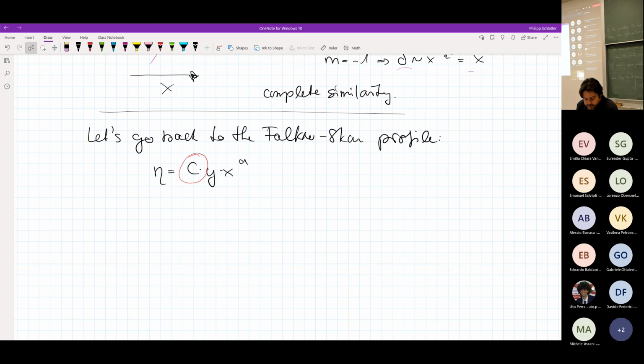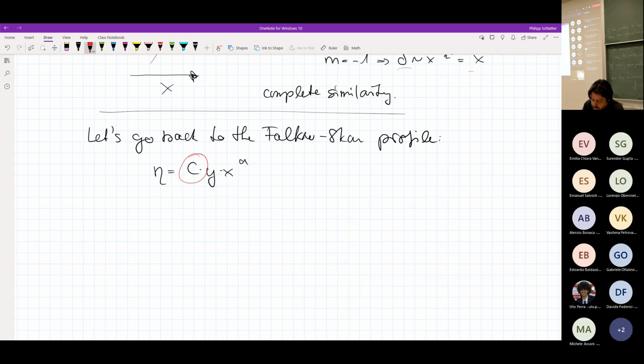What we said before the break is that we have this definition of our non-dimensional variable eta as c times y times x to the a. That's our starting point, and what we need to calculate here is the c. As I said before, we know the c for Blasius. If a is minus 1/2, then we know what c should be: it's the square root of u infinity over mu.